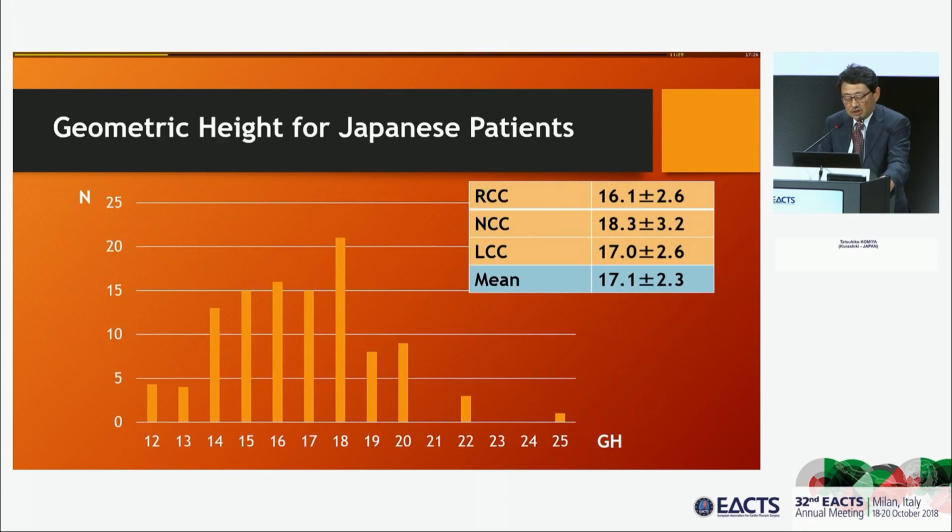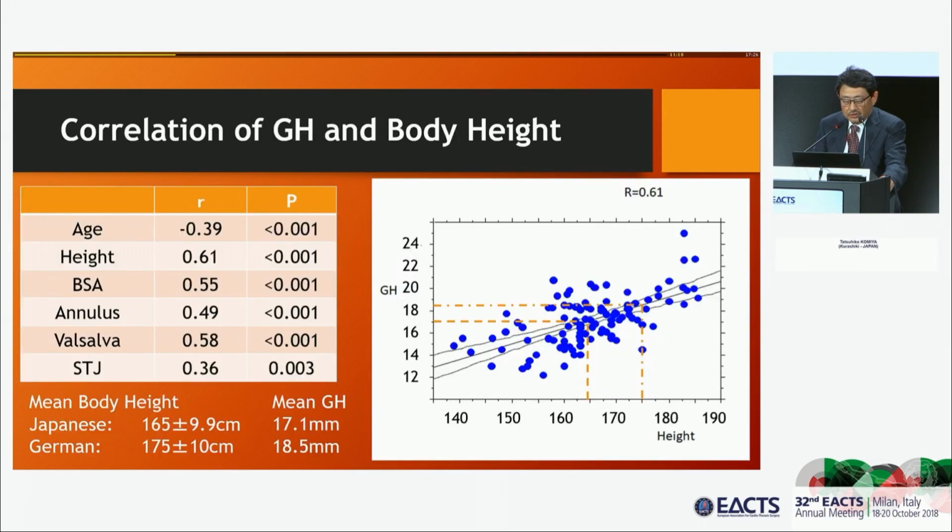This shows the distribution of geometric height for Japanese patients. The mean geometric height was 17.1 millimeters. There is a strong correlation between geometric height and body height. So consider the Japanese mean body height was 165 centimeters, in contrast to German 175 centimeters. So there is a 1.4 millimeter difference regarding mean geometric height.